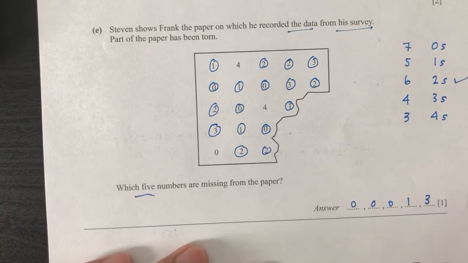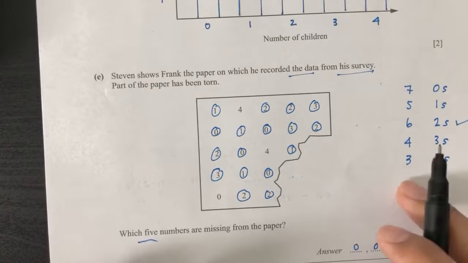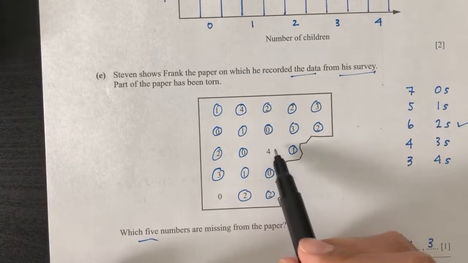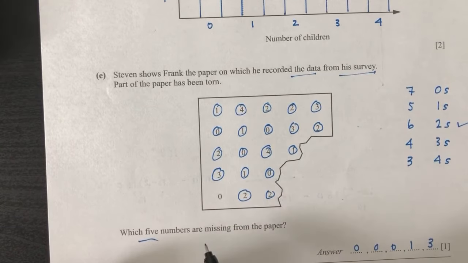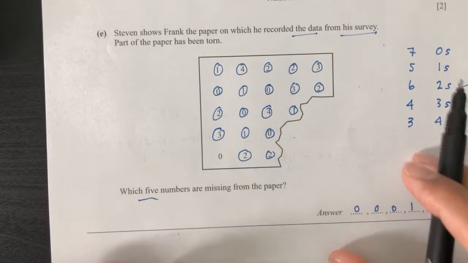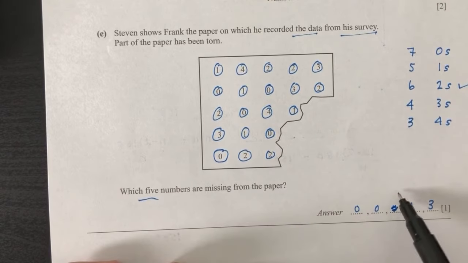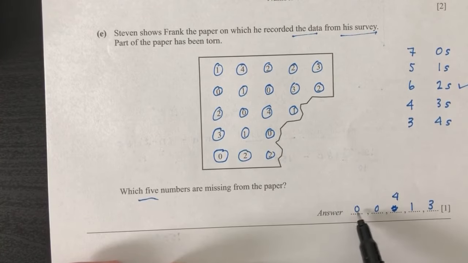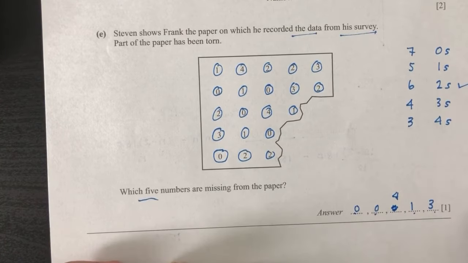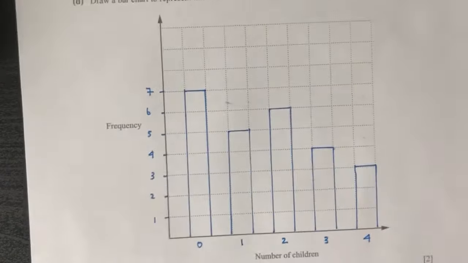Should be 3 here. And then 4, we're supposed to have 3 fours, so 1, 2, oh, 4s. So 1 four is missing actually. As you can see, there was an extra 0 here. So this should be 4. So the missing numbers will be 0, 0, 4, 1, 3. That will be the missing numbers. And that is question number 3.